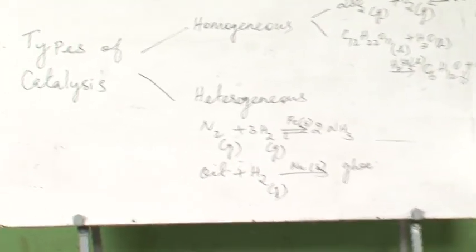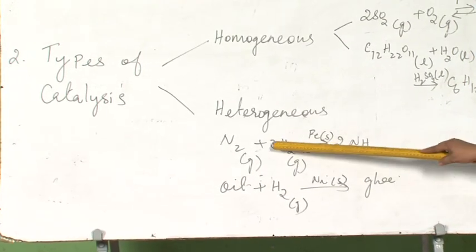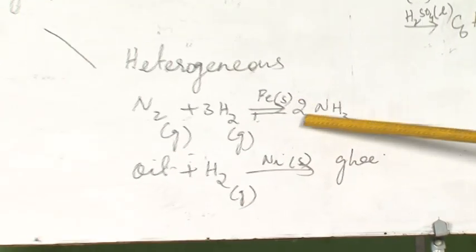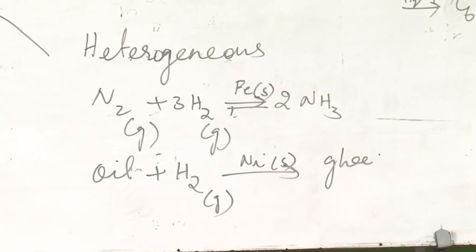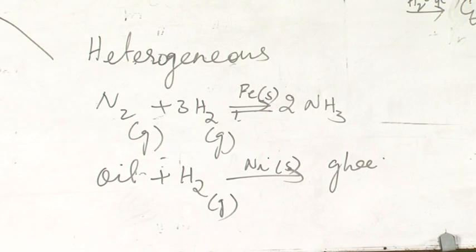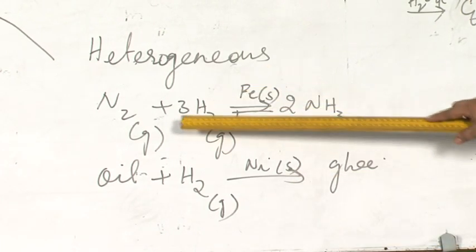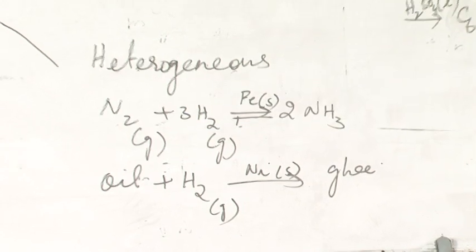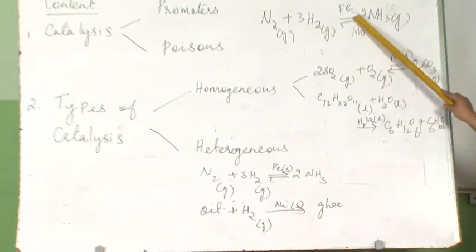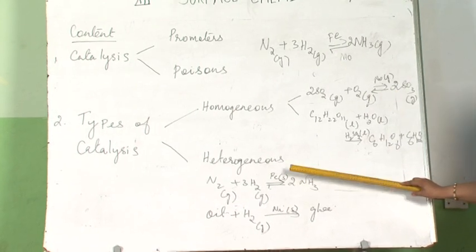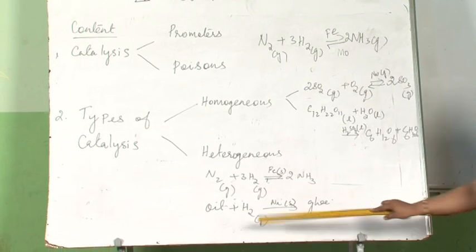In heterogeneous catalysis, the catalyst and the reactants are in different phases. Catalyst can be solid, reactants can be liquids or gases. So, heterogeneous catalysis, the most common example is this: the reactants are gases, but the catalyst is a solid. Second example, this you have studied in class 11.